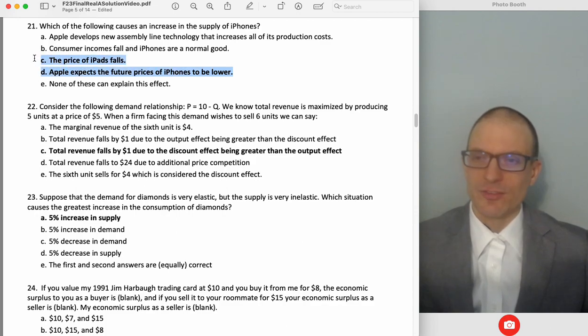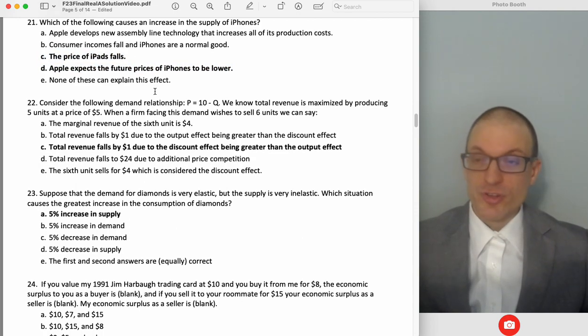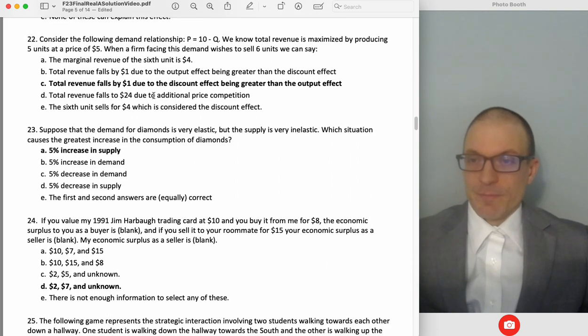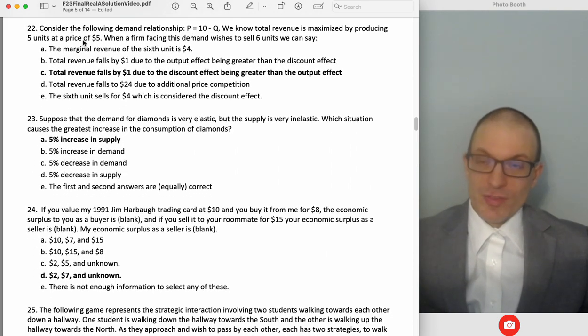These are both correct, and so I accepted both C and D for all versions of the question, or all versions of the exam.